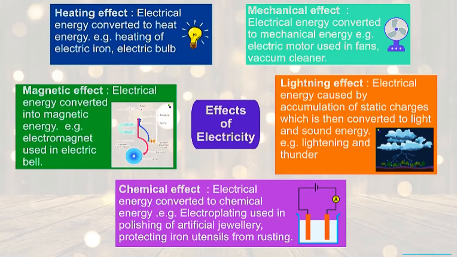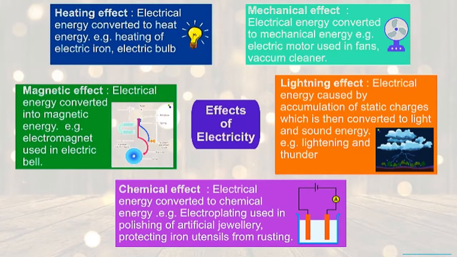Then one more thing that we learned in 8th standard was chemical effect. How electrical energy got converted into chemical energy. For example, electroplating was used in polishing of artificial jewelry, protecting iron utensils from rusting. Then we also learned about lightning effect, how the electrical energy caused by accumulation of static charges is converted to light and sound energy during lightning and thunder. But today we will be concentrating on the very first thing, that is the heating effect.